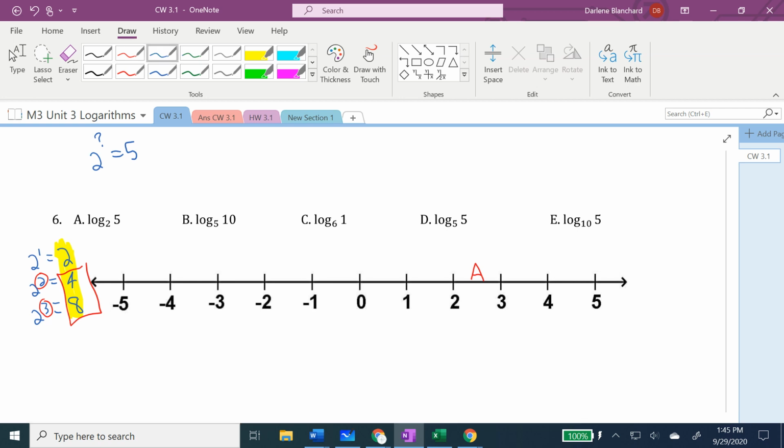Then for the next one, we have base 5. 5 to what power is 10? Or really, 5 to what power is smaller than 10 and 5 to what power is bigger than 10? And so you maybe start 5 to the 1, 5 squared, and maybe you just see it right away. 10 is between 5 and 25. So that means that this logarithm is between 1 and 2. Where between 1 and 2? That's not your concern right now.